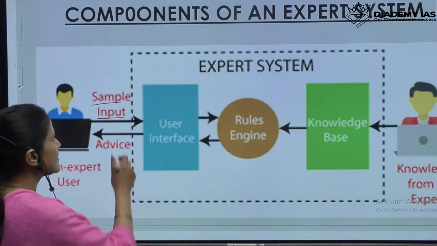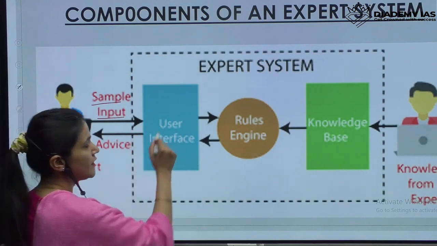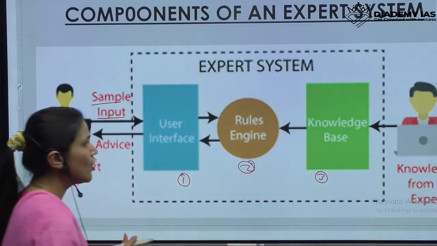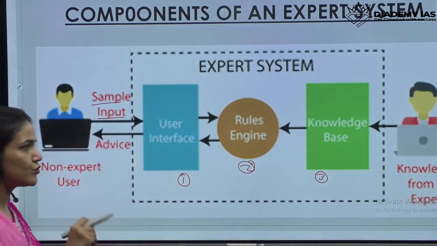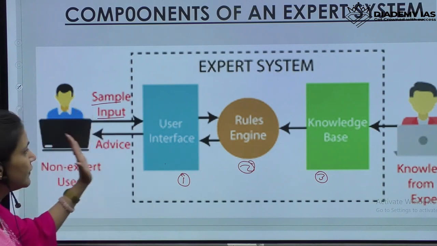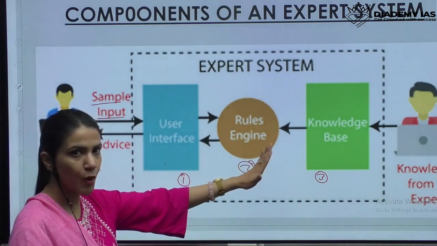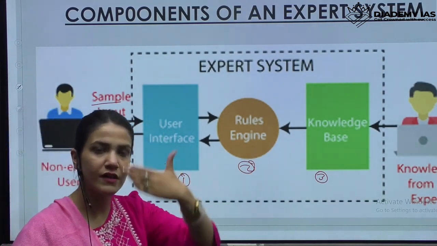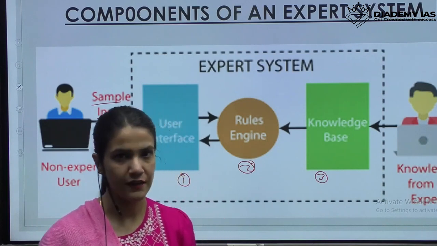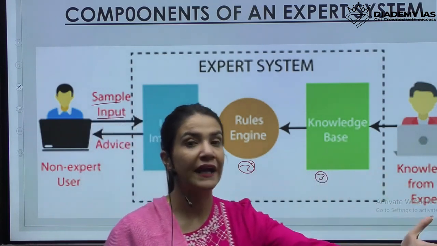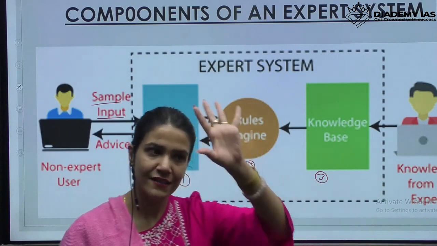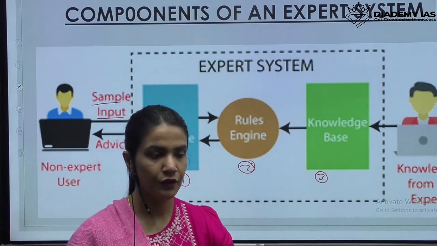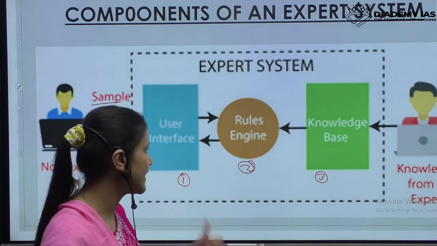Then this sample input goes to the expert system components 1, 2, and 3, right? First, it goes to the user interface. The user interface is like a screen that a user is seeing. So the user does not know what is happening behind the scenes. He or she just has an idea of the front window he or she is experiencing to solve that problem that he or she is encountering.